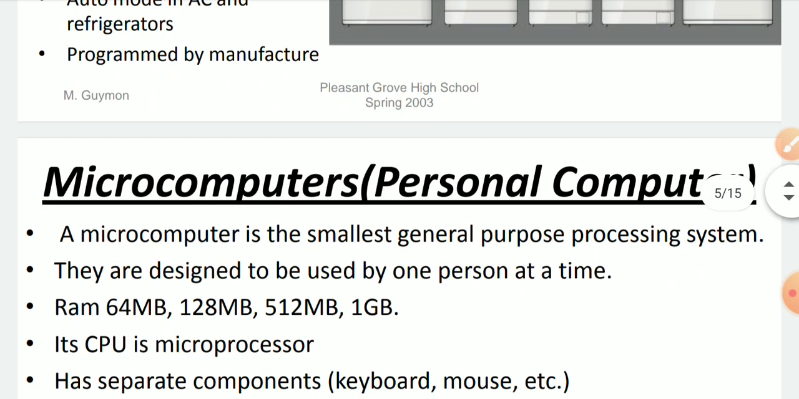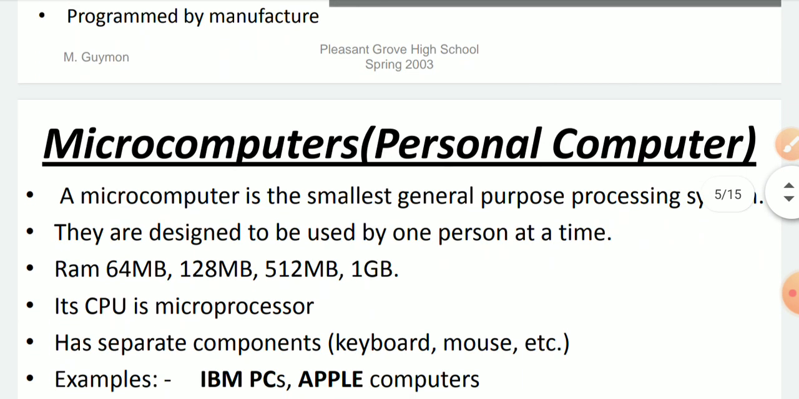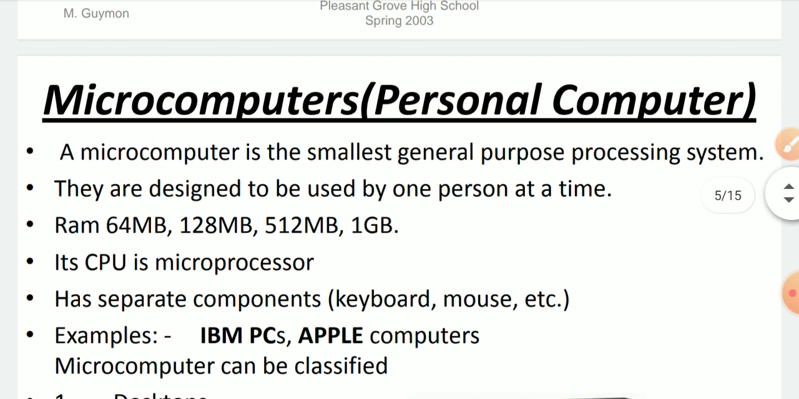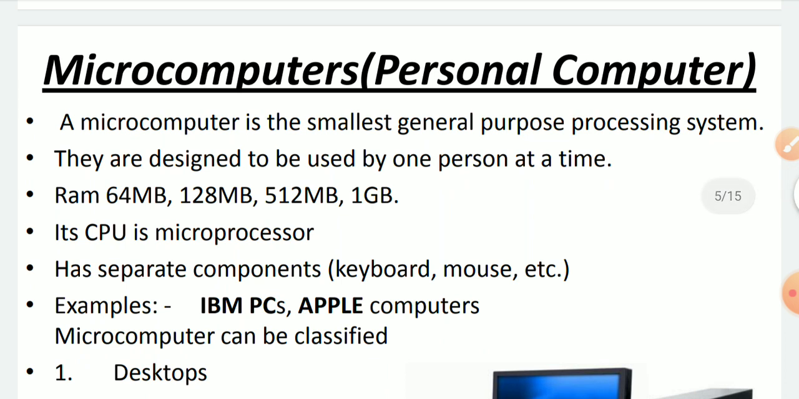So the first one is our microcomputer, that is also called personal computer. Nowadays the computers which we are using are microcomputers. A microcomputer is the smallest general purpose processing system. They are designed to be used by one person at a time.